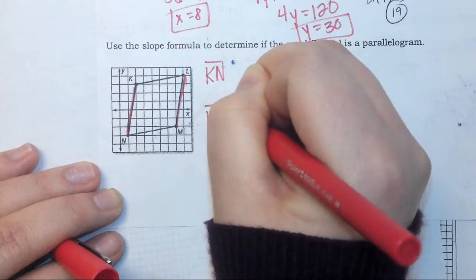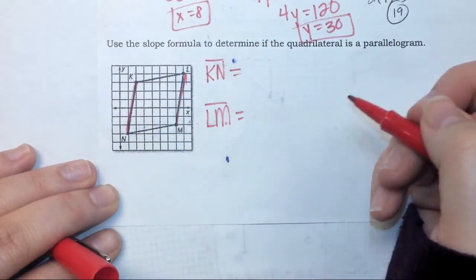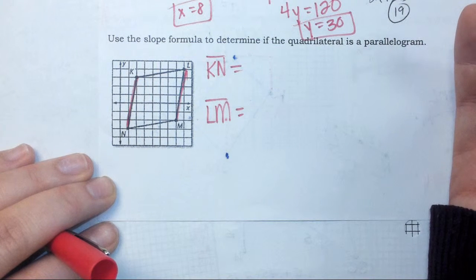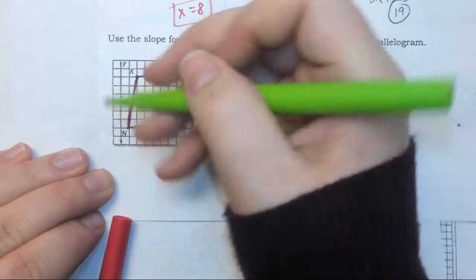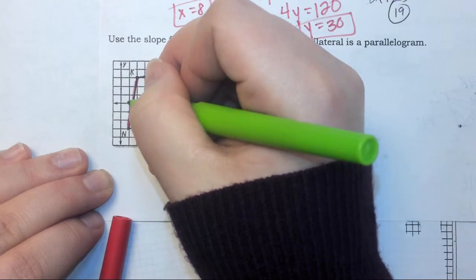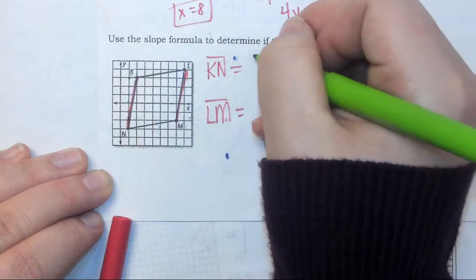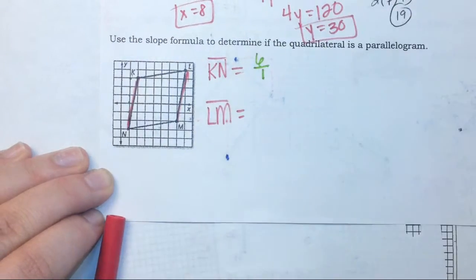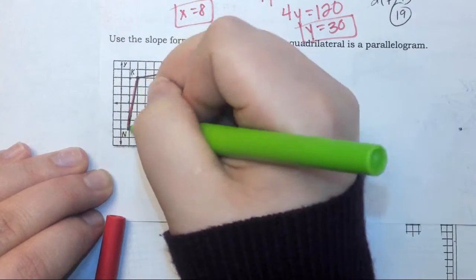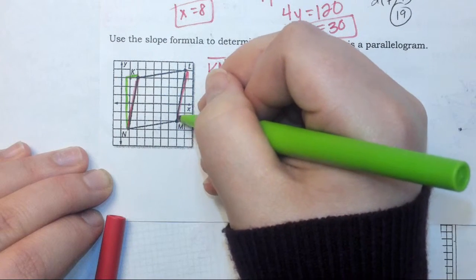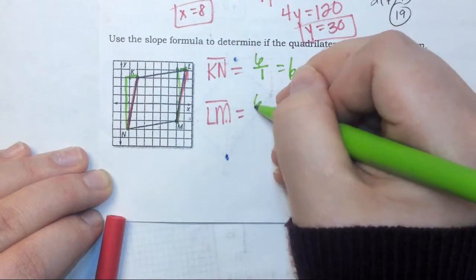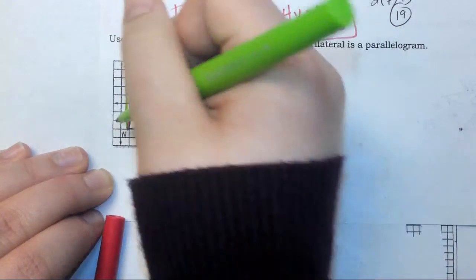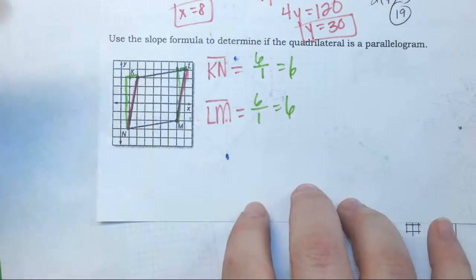So I need to calculate the slope. Now, if you want to actually figure out the coordinates and plug in the slope formula, of course you can. I'm kind of lazy this morning, so I'm just going to count it and see if they have the same slope. So to go from N up to K, I would go up 1, 2, 3, 4, 5, 6, and to the right one, so 6 over 1, so the slope is 6. I need to make sure that this one has the same slope, so up 1, 2, 3, 4, 5, 6 over 1. Yep, it's got the same slope. So I know those two lines are indeed parallel.